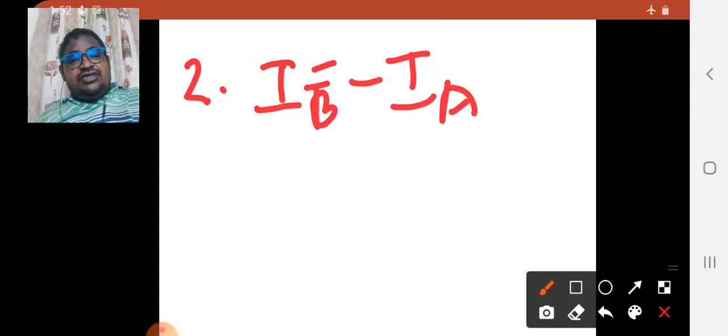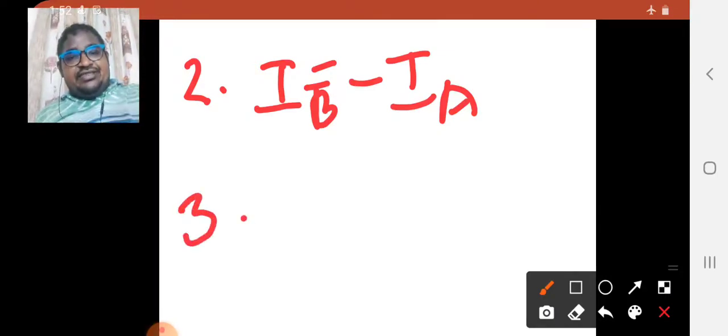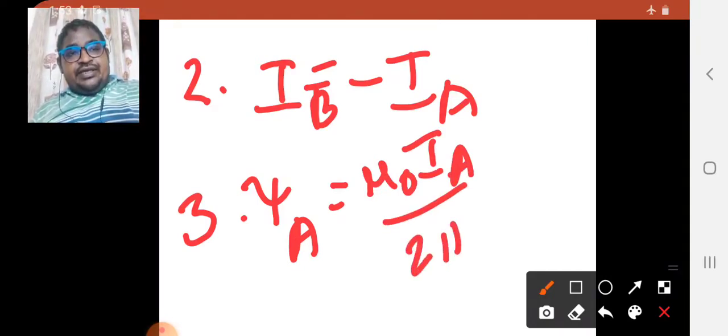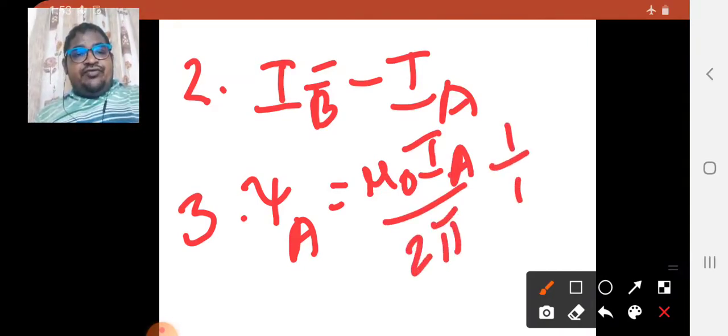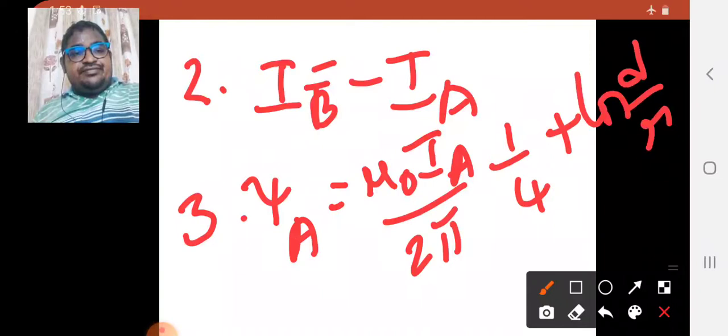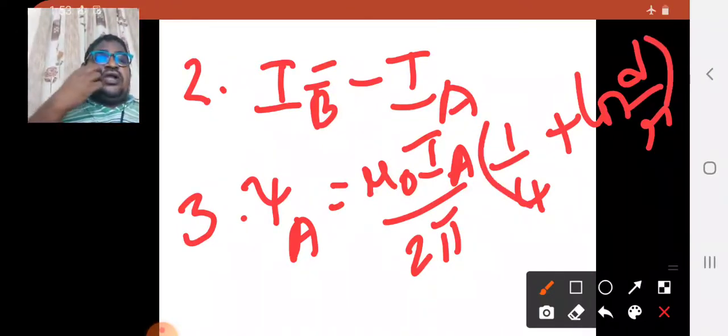Then you may have the expression for psi A like this: psi A is equal to mu naught IA by 2 pi into [1 by 4 plus ln d by r].